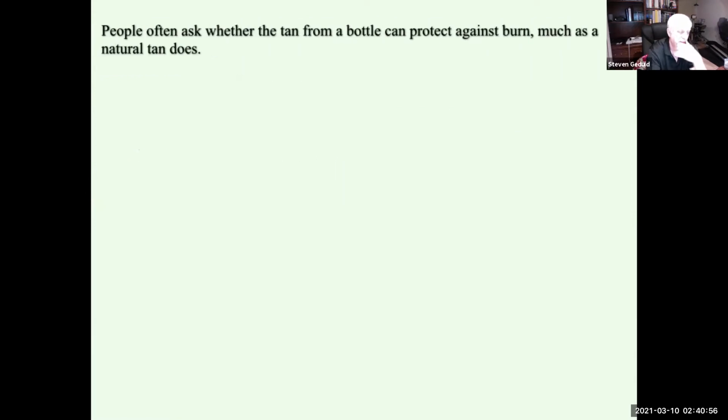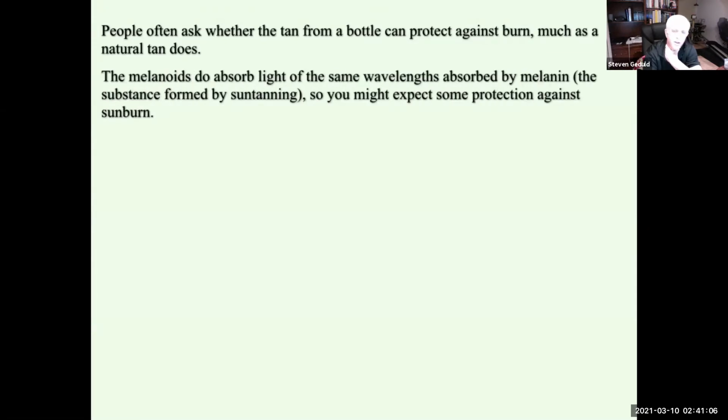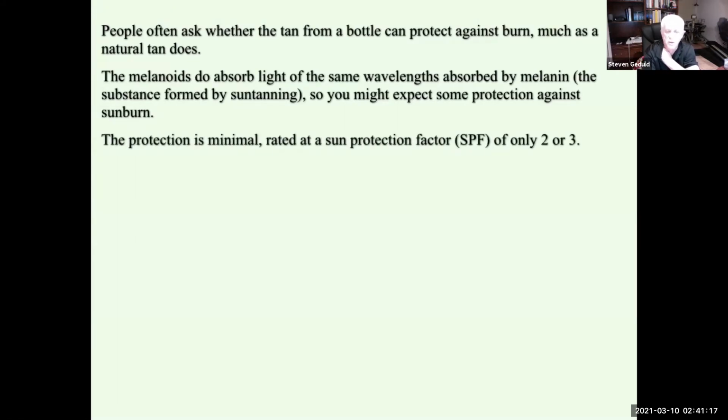People often ask whether the tan from a bottle can protect against burns like a natural tan does. A natural tan darkens your skin and it's a protection against sunburn. The melanoidins do absorb light at the same wavelengths absorbed by melanin, which is what gives you your tan. So you might expect some protection against sunburn. But you don't. The protection is minimal. The SPF is only 2 or 3 from the spray-on tans. So a spray-on tan will not protect you against sunburn, whereas a natural tan will.